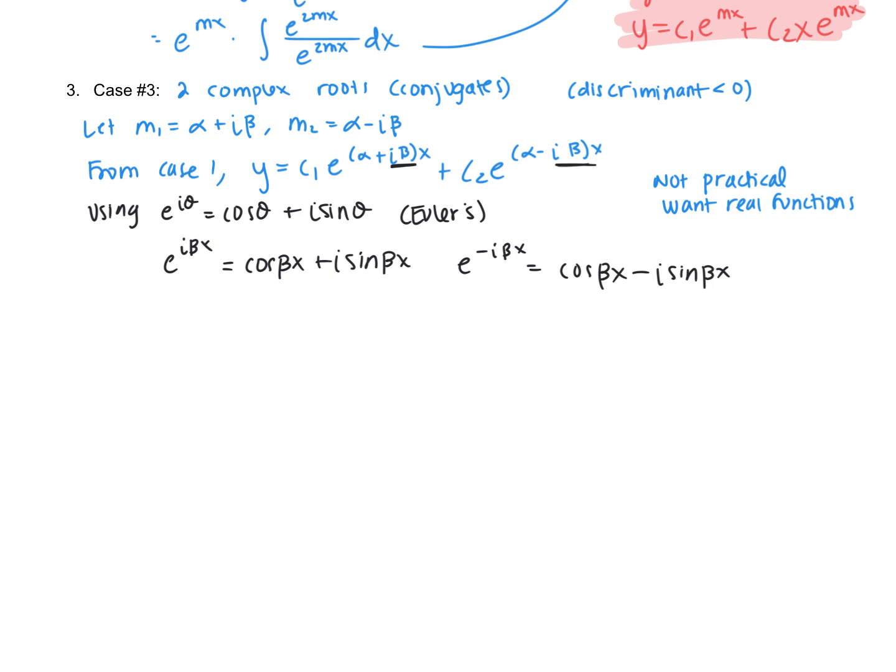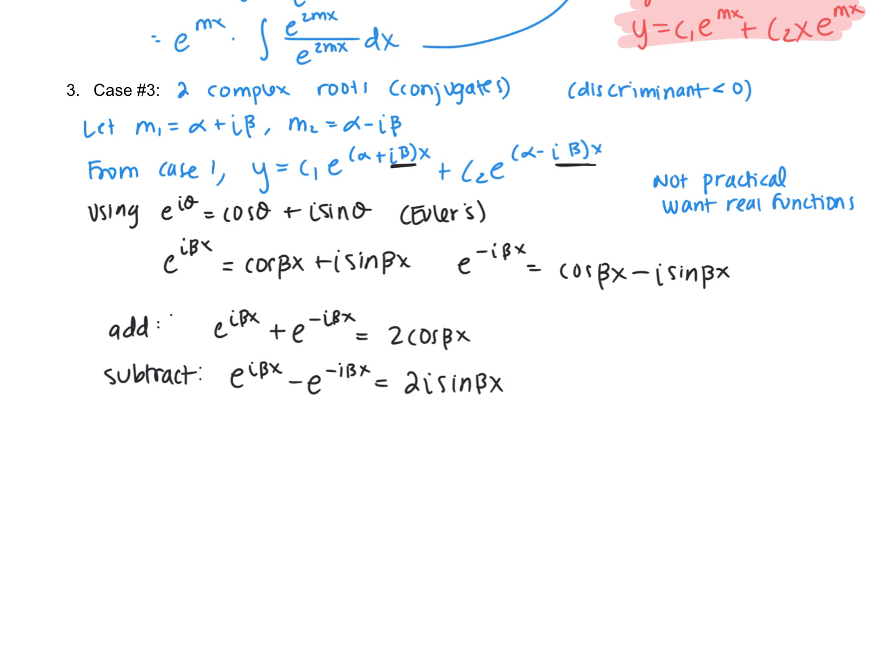Okay, so what we're going to do is add those two, and subtract those two equations. And what those give us is that e to the i beta x, add e to the negative i beta x, is just equal to 2 cosine of beta x. And e to the i beta x subtract e to the negative i beta x gives us 2i sine of beta x. Okay, so we are going to keep these and use them in a little bit. And we are actually going to return back to this equation up here.